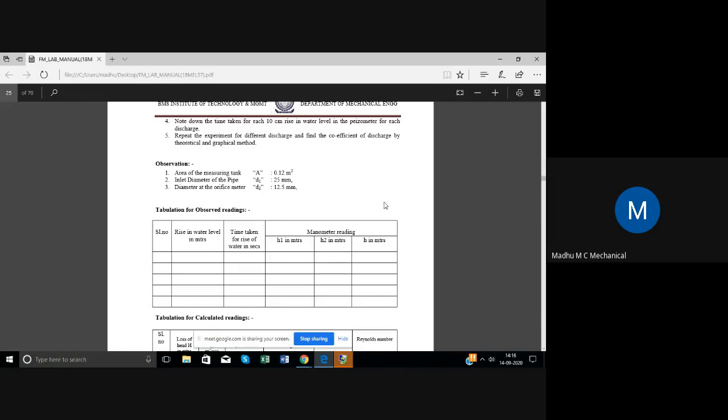Next. Serial number 2. Rise in water level, same 10 centimeter or 0.1 meter. Time taken 32 seconds. Next, manometer reading: H1 minus 3.4, H2 4.9. So what is the value of H? 4.9 plus 3.4, 8.3. Value of H.